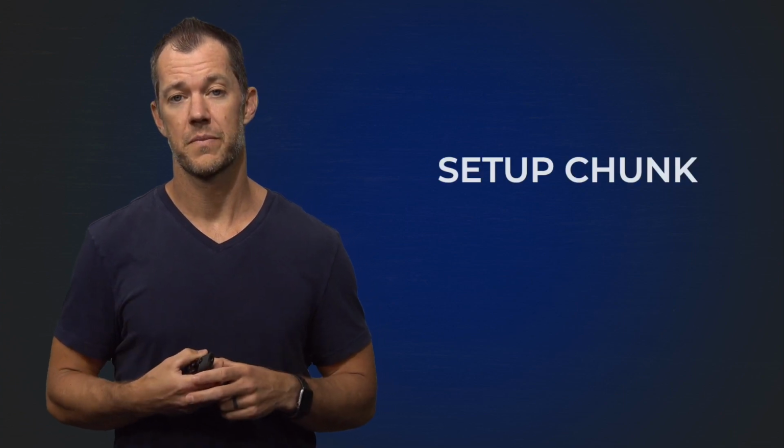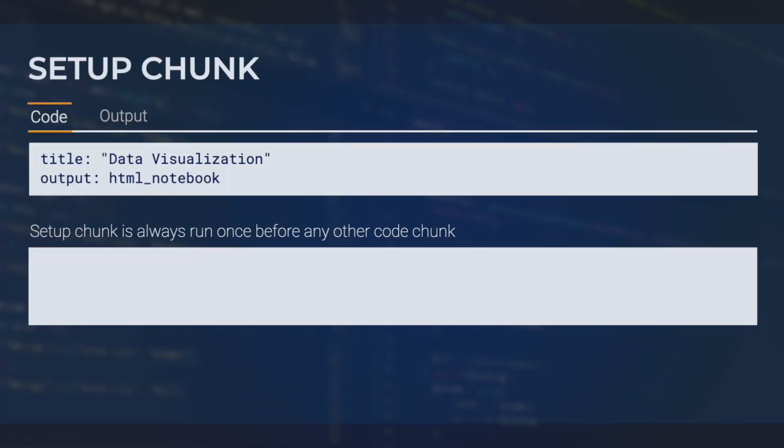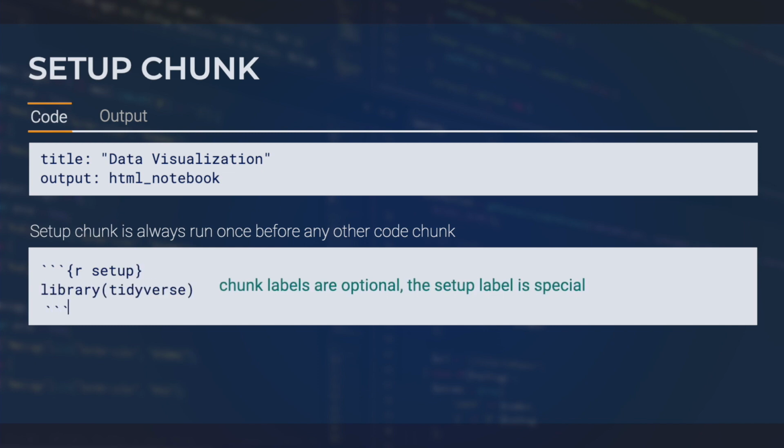If you remember from our R Markdown video, there's a special code chunk that we put right at the front of our R Markdown document. And this code chunk is what we call the setup chunk. It is good practice to include in the setup chunk all of the libraries that you want to load when you are preparing this environment for data science. The setup chunk is always run one time, and it's going to be run before any other code chunks are run. So we can add our setup chunk at the beginning of our R Markdown document.